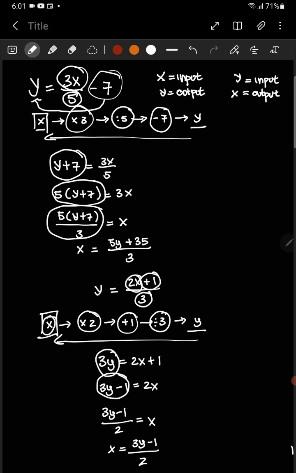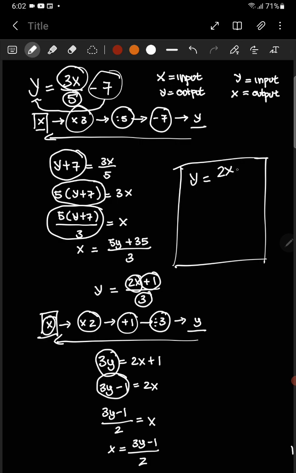Okay, now for the exercise, you can do this one. y is equal to 2x minus 3 over 7, and then after that you can also try to do this. y is equal to 8 plus 2x over 5. Exercise.